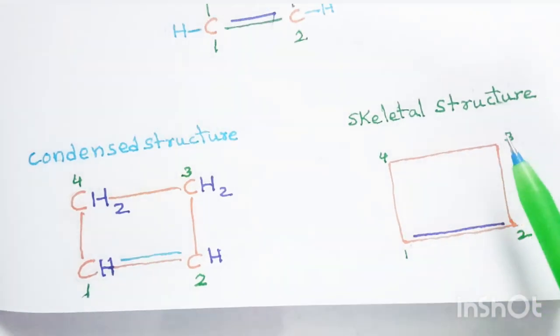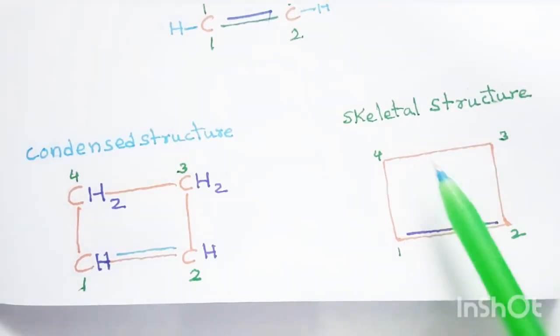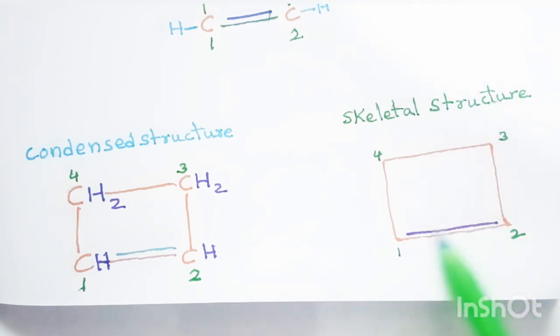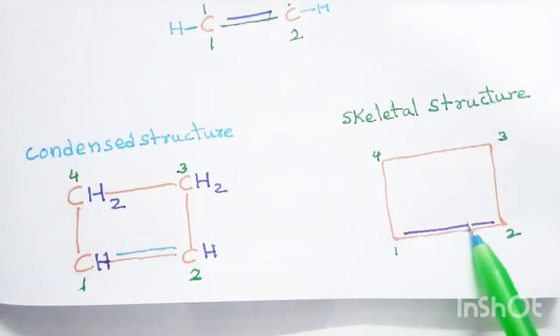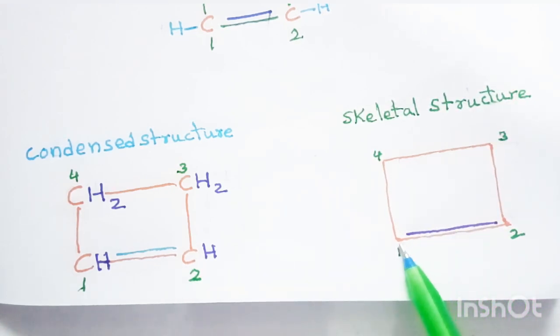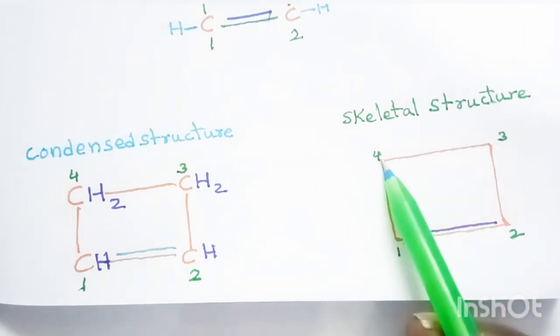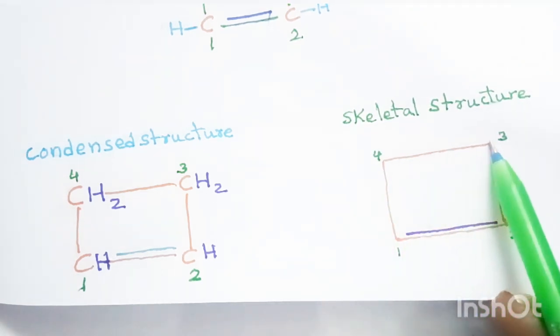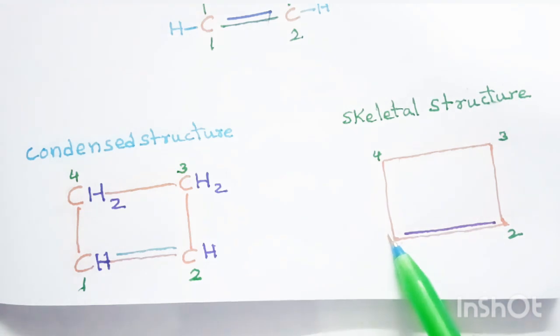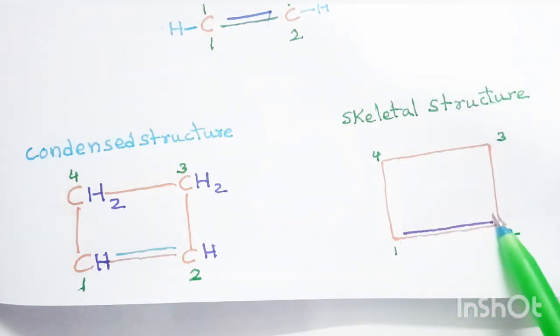Skeletal structure means outline. The outline of a rectangle is drawn and numbering is given. Wherever we give number 1, we start the double bond from there. Double bond is represented by two parallel lines. So there is a double bond between first carbon and second carbon. Third carbon and fourth carbon are joined by single bond. Fourth and first carbon are joined by single bond. Third and second are joined by single bond.